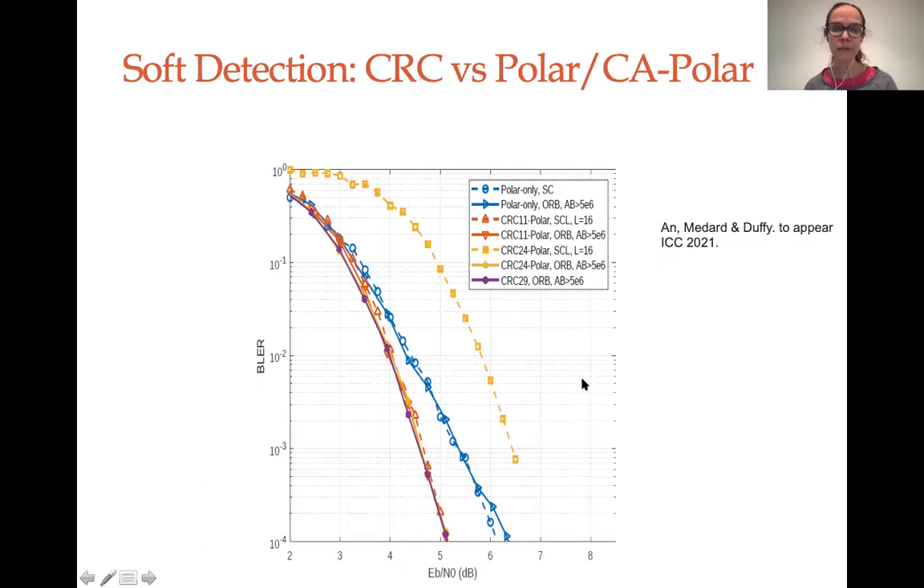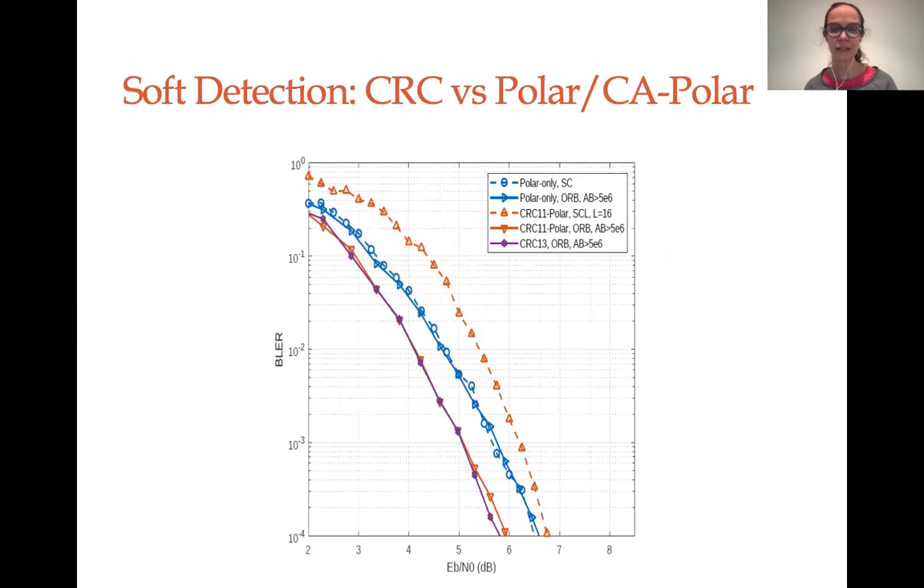Soft detection, again, polar codes by themselves without the CRC don't do well. CRCs do well, polar codes with CRCs do well. Pretty much everything does well except for, I would say, raw polar codes.